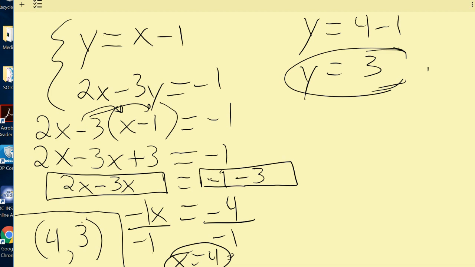All right, if I plug a 4 in for x here, and a 3 in for y here, the left-hand side would equal the right-hand side. And if I put a 4 in here, 4 minus 1, of course, gives us 3, so it satisfies the first equation too. All right, that's the substitution method.